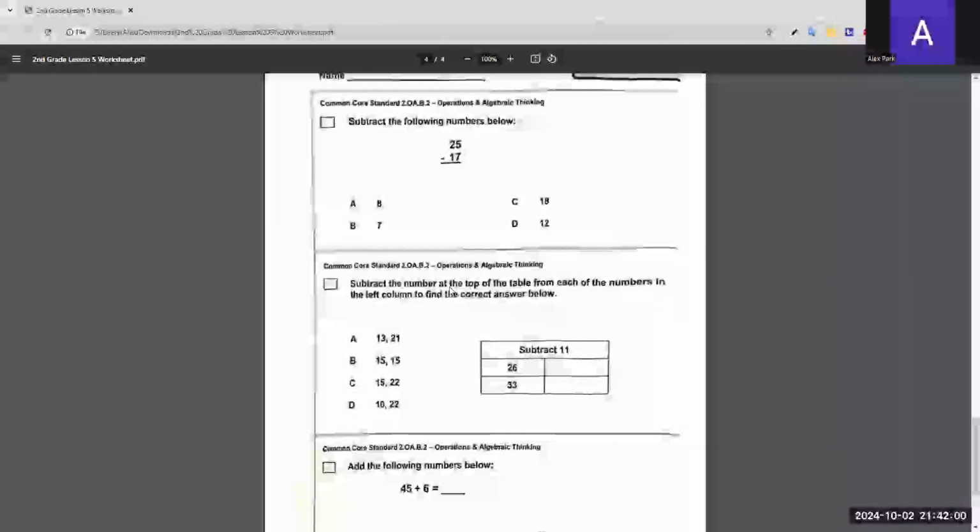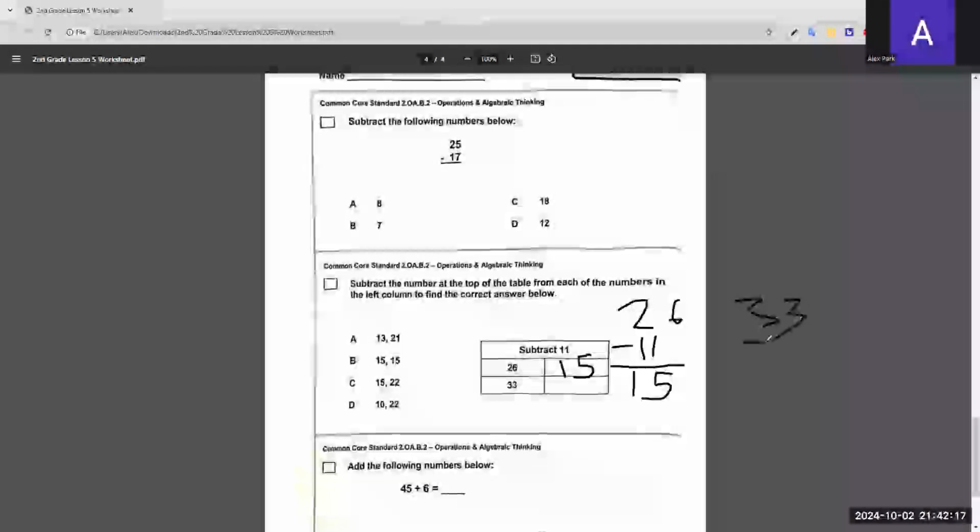Next, subtract the numbers at the top of the table. Okay, so it's another table one. 26 subtracted 11. 6 minus 1 is 5. And 2 minus 1 is 1. That would be 15. 33 minus 11. 3 minus 1 is 2. And it's 3 minus 1 twice, so that would be 22.